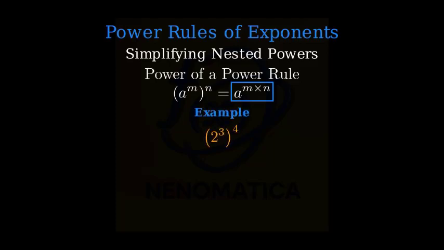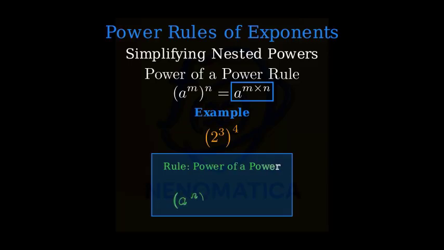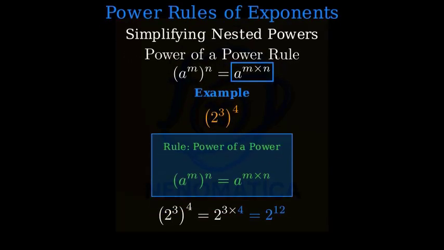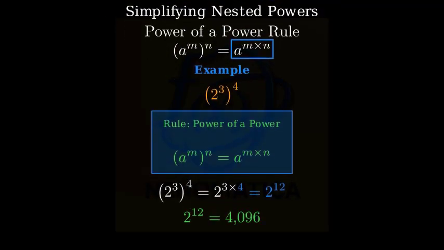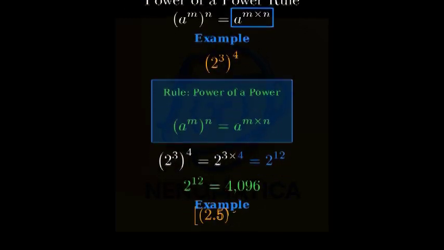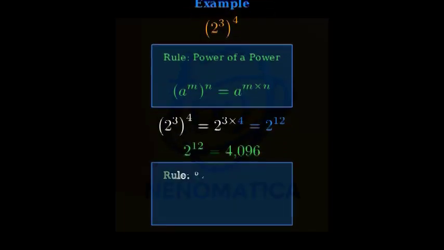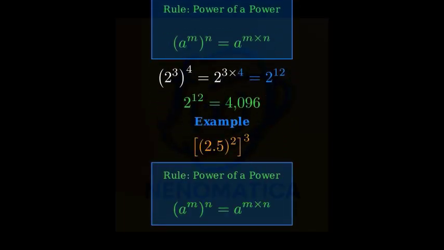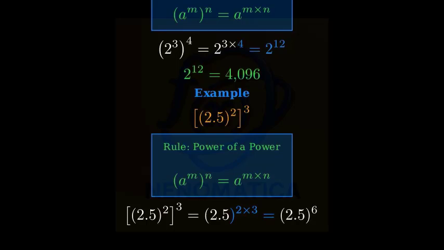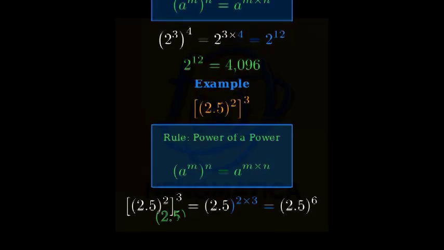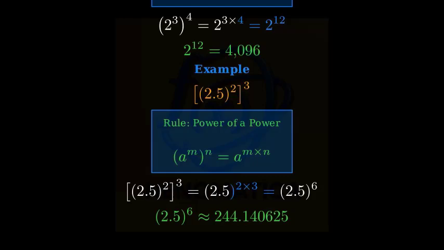We need to simplify the expression 2 raised to the third power, and that entire quantity raised to the fourth power. Applying the power of a power rule, we multiply the exponents. 3 times 4 equals 12. So our final result is 2 raised to the 12th power. Let's try another example. Here we have 2.5 squared, and that entire quantity is cubed. Again, we apply the power of a power rule. We multiply the exponents. 2 times 3 equals 6. So our result is 2.5 raised to the 6th power.